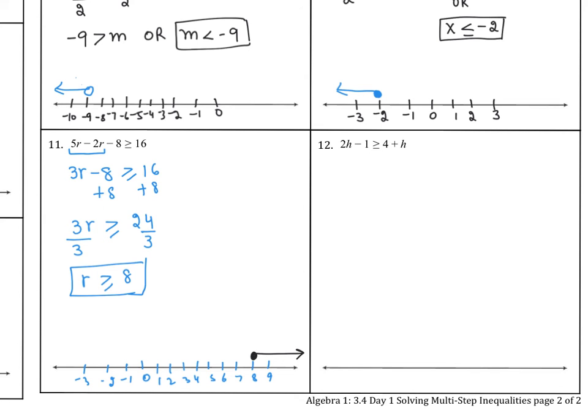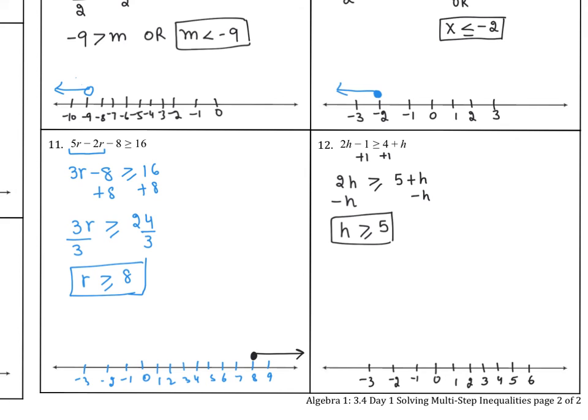For number 12, you're going to add 1 on both sides. 2h greater than or equal to 5 plus h. Subtract h on both sides. You get h greater than or equal to 5. Make a number line. On a number line, at least show up to 5, and on top of 5 you're going to make a closed circle, and it's going to go to the greater side.